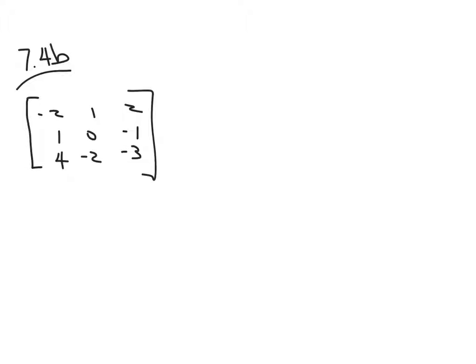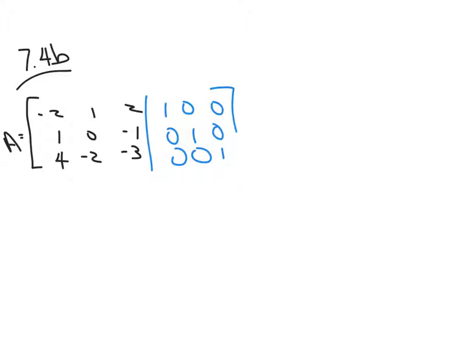Okay, this is 7.4b, part B, and A equals this. This is matrix A, and they're asking us to find the inverse. So again, the way you find the inverse, get rid of that sign, draw your augment sign, and then put the identity matrix here. Because this is a 3 by 3, it's going to look like that.